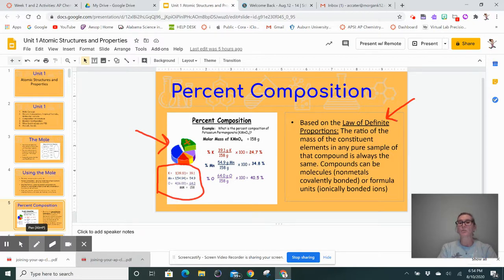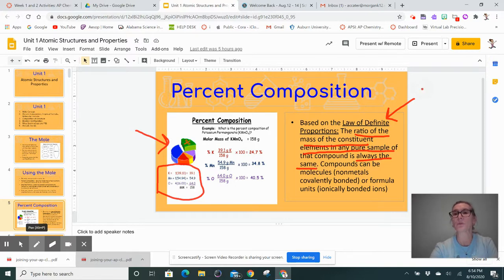So definite proportions says the ratio of the mass of the elements in any pure sample is always the same. Compounds can be molecules or formula units. They're two ways of saying the same thing. A compound is a molecule, and molecules are usually made up of nonmetals that are covalently bonded. Or if it's ionically bonded, we don't call that a molecule, we call it a formula unit. Both of them are compounds.